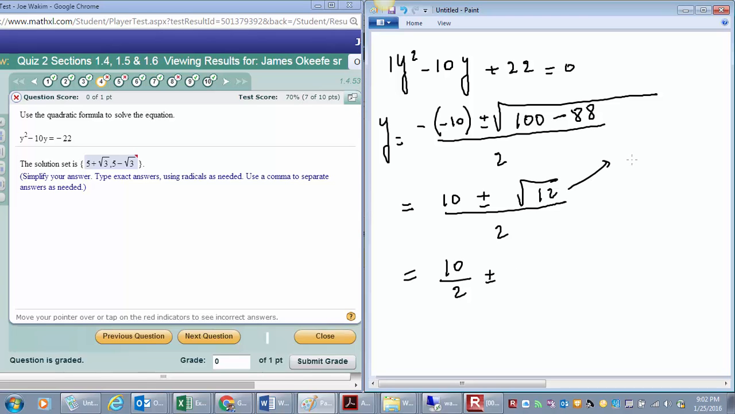Now square root of 12 is nothing but 4 times 3. The 2 will come out, so we're going to have 2 square root of 3 over 2. Now we can cancel: 5 plus or minus square root of 3. So that's how they got the answer, 5 plus or minus square root of 3. Let's move to number 5.